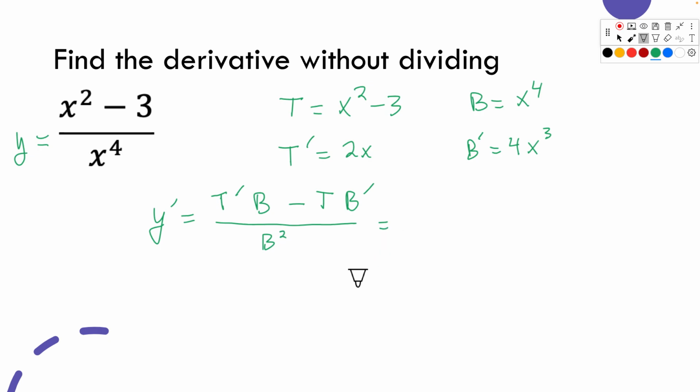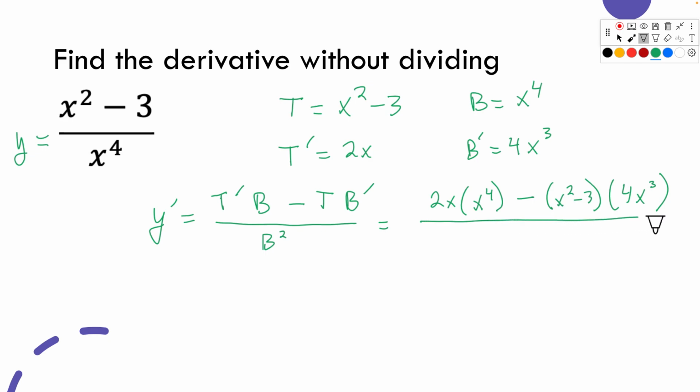Okay, so I rewrite this formula using whatever I need to do, but so what's the derivative of the top? It's 2x. What's the bottom? The bottom is x to the 4th, minus, okay, what's the top? That's x squared minus 3. And what's the derivative of the bottom? It's 4x to the 3rd. And then I divide it by the bottom squared. The bottom squared was x to the 4th. So I square that.